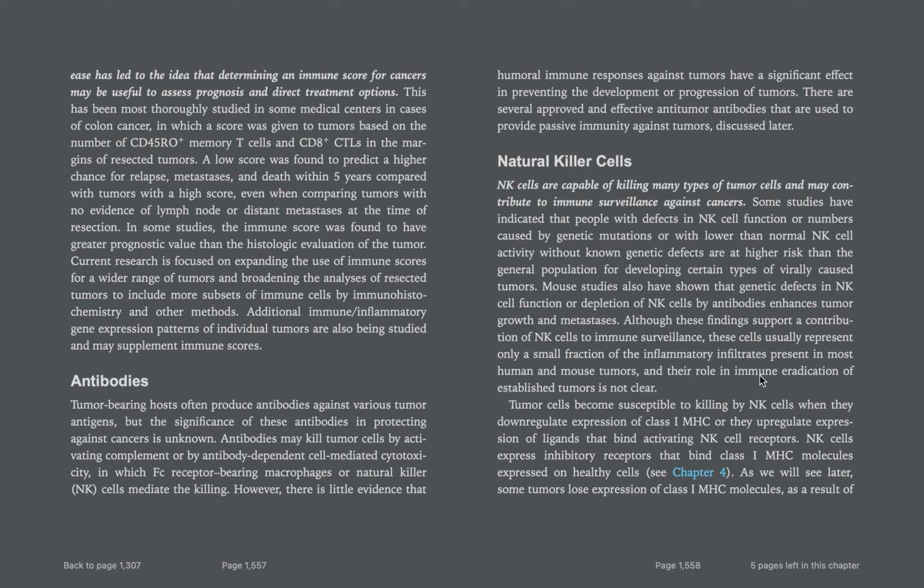Although these findings support the contribution of natural killer cells in immune surveillance, these cells usually represent only small fractions of inflammatory infiltrates present in most human and mouse tumors, and their role in immune eradication of established tumors is not clear.